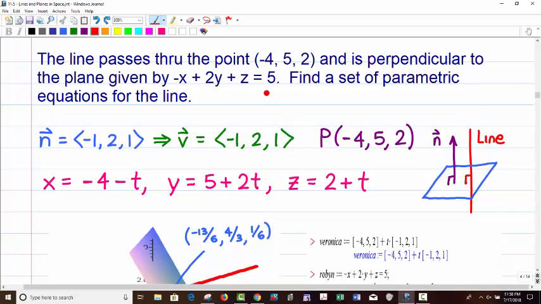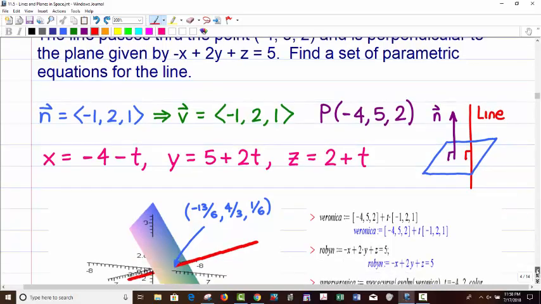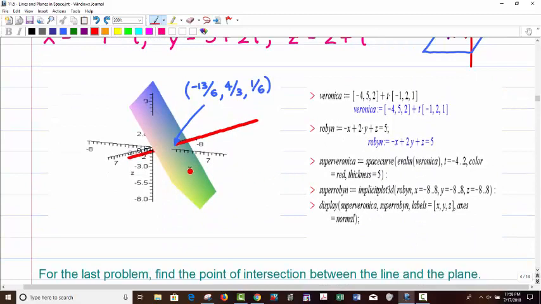But once again, going back to the idea from the last problem, if you plug -4, 5, and 2 into this equation right here, you will see that it does not equal 5, so the point's not on that plane. So now what we're trying to do is find the point that is, the point that would be on the line and intersecting with the plane. In other words, where is that point hitting the plane? Kind of like if you look at the Maple drawing there, where I have that arrow drawn, we're finding that point of intersection.